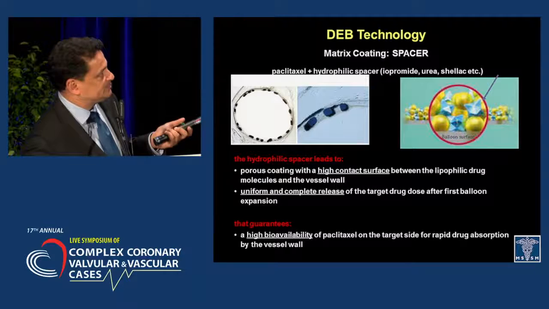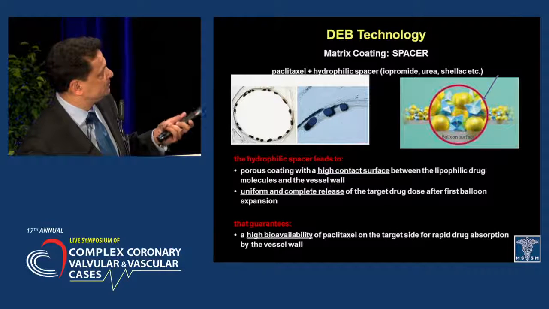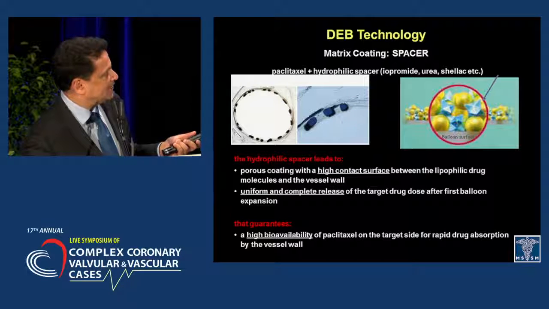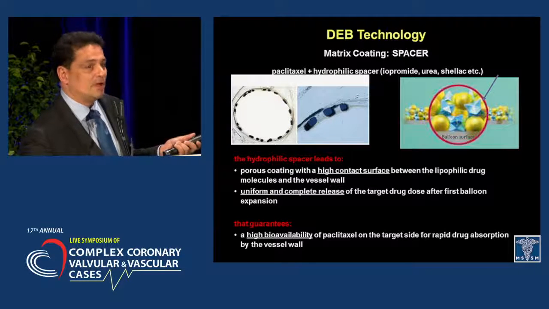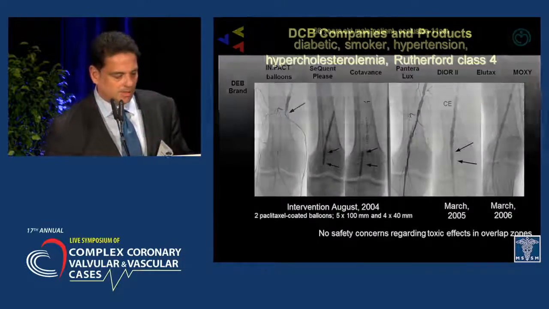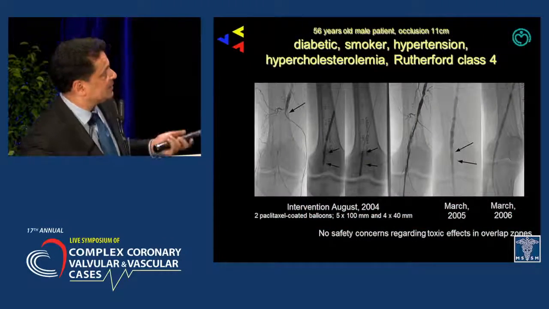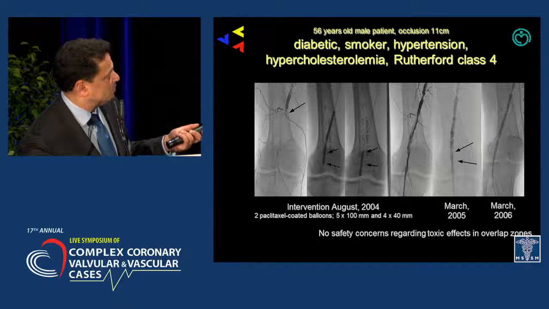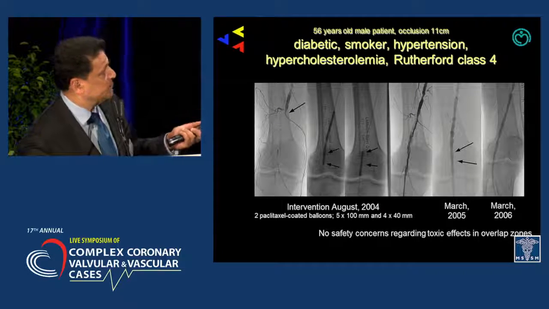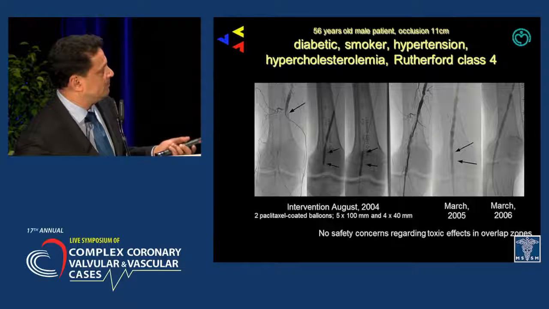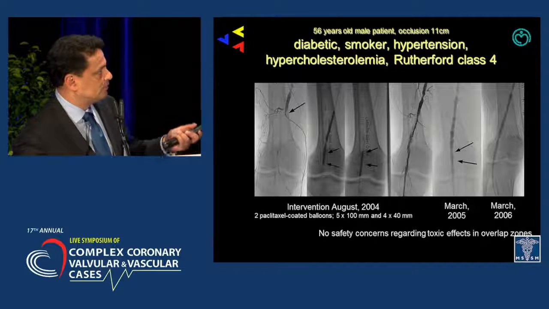So this is a basic picture of how they coat the balloon, right? It's basically a spacer. They use a spacer with a high contact surface between the lipophilic drug and the molecules and the vessel wall, which delivers the drug to the vessel wall. Oops, I'm sorry about that. And this is a classic example of one that was done a long time ago in Germany. And you can see here an occluded vessel. Here's a paclitaxel-coated balloon going up. Here's actual dissection, remodeling, and healing of the vessel. So you're talking about pretty much all the way from 2004 to 2006.